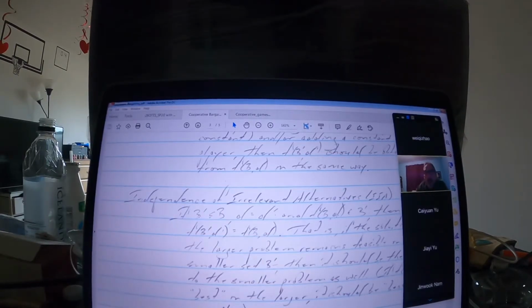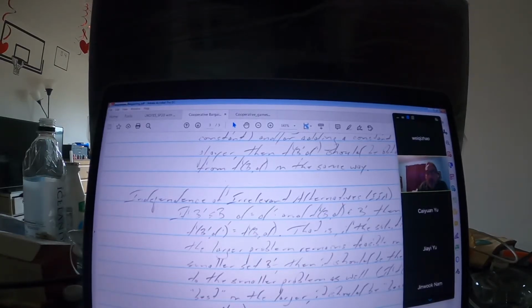Now suppose we shrink the bargaining set to B prime. So we consider a subset, B prime. The disagreement point doesn't change at all. But the solution to the larger problem, BD, is still contained in B prime. So we shrink it down, but the solution to the larger problem remains in the smaller problem. IIA, independence of irrelevant alternatives, says that then the solution to the smaller problem should be the same.